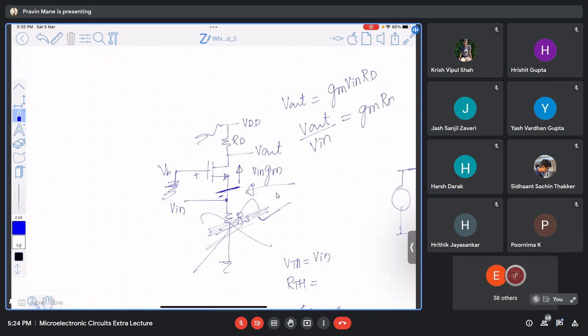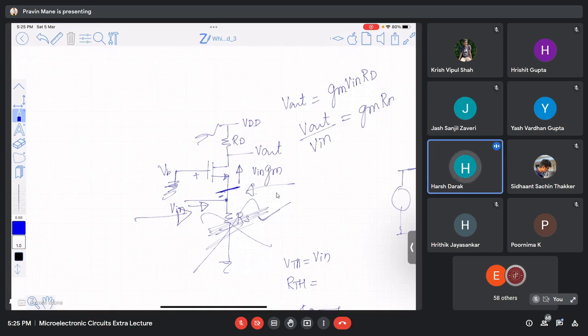But if I ask you what is the input impedance for V in, what is the input impedance looking from this side? It is 1 by GM parallel RS. Sir, could you just tell where you are looking from? You are looking from this side here. 1 by GM parallel RS. So input impedance is 1 by GM parallel RS, but the gain is only GM RD.